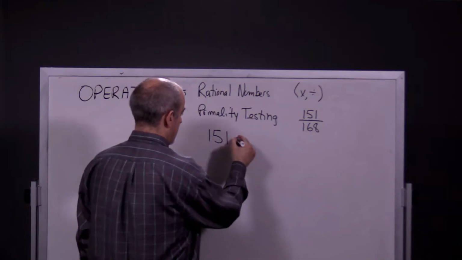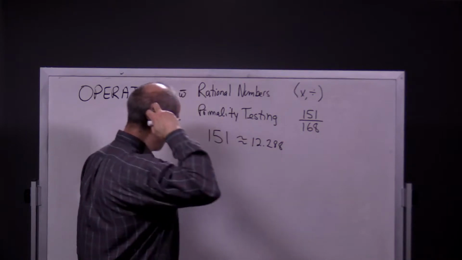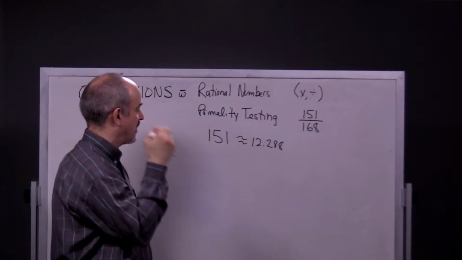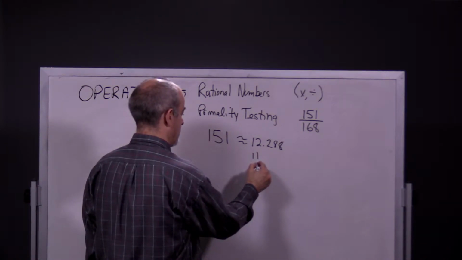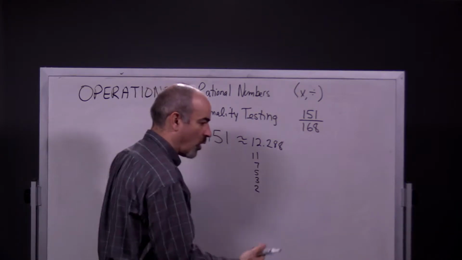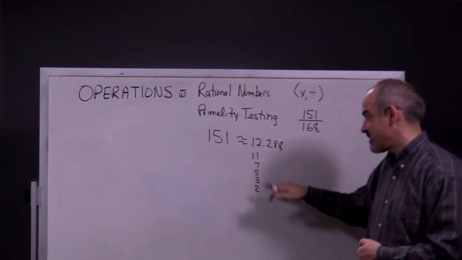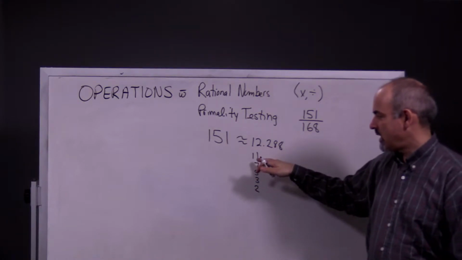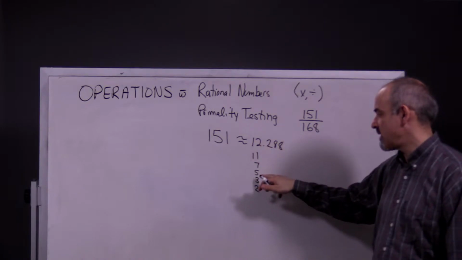12.288. That just means approximately, if you didn't know. So I want to look at any prime number that's less than this number here. So 11, 7, 5, 3. You should know some of the smaller prime numbers, so you don't have to test everything. Like you don't have to say, do I have to test 10 and 9? Well, I know that the prime numbers less than this number are 11, 7, 5, 3, and 2.